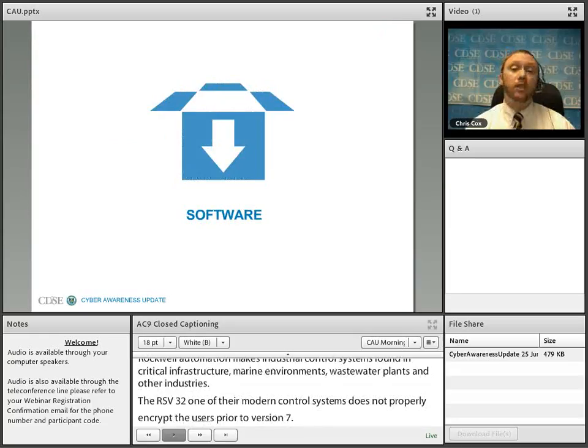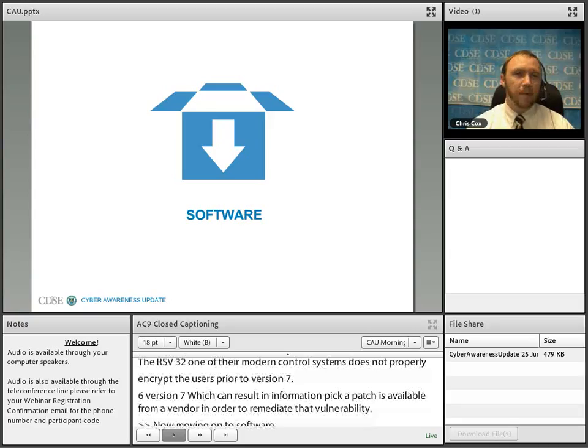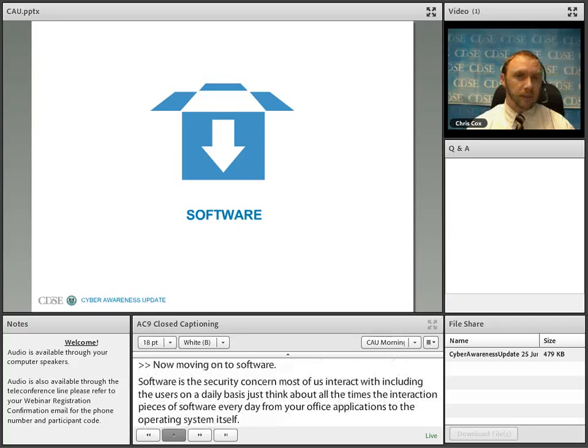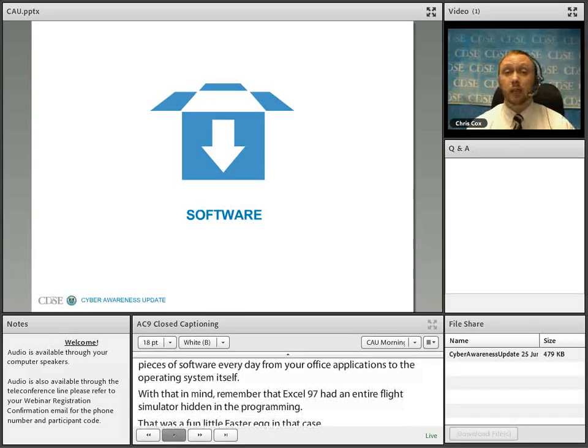So now moving on to software. Software is the security concern that most of us interact with, including the users, on a daily basis. Just think about all the times you interact with a piece of software every day, from your office applications to the operating system itself. And with that in mind, remember that Excel 97 had an entire flight simulator hidden in the programming. Now that was a fun little Easter egg in that case, but most users had no idea that an entirely different application was hidden in the code.